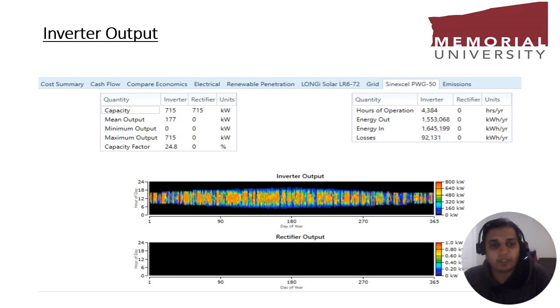Okay, so for the inverter, you can see here that the total capacity of the inverter is 715 kilowatt, and the same is for the rectifier, but we are not going to use the rectifier as we are not using batteries in our system. And the mean output of the inverter is 177 kilowatt.